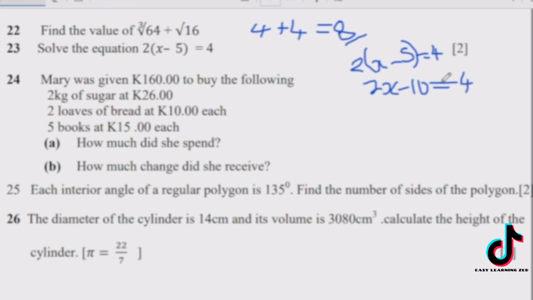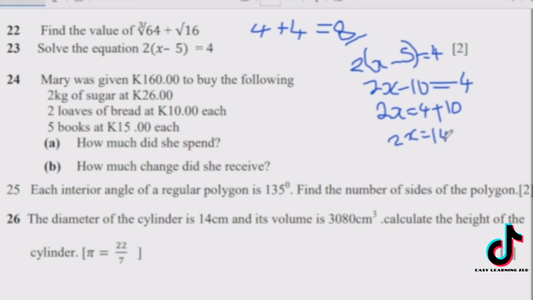Now what I'm going to do is put like terms together. That means I'm going to come up with 2x is equal to 4. Then negative 10 crosses the equal sign and becomes plus 10. Then we evaluate that: 2x is equal to 4 plus 10, which will give us 14.